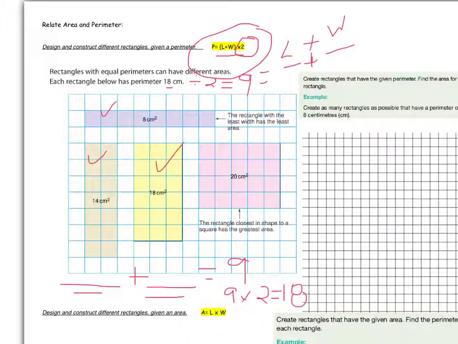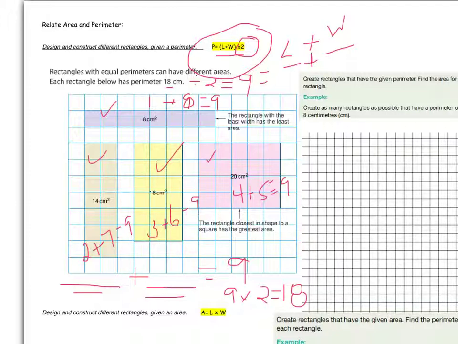And you'll notice 1 plus 8 equals 9. 2 plus 7 equals 9. 3 plus 6 equals 9. What do you want to bet this is? 4 plus 5 equals 9. Ooh, yes it is. So it also would have a perimeter of 18.